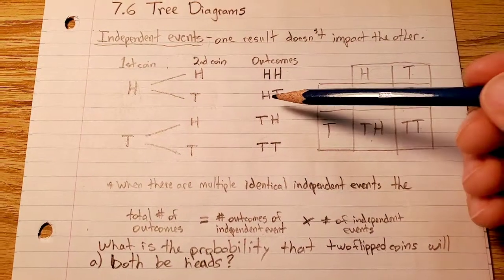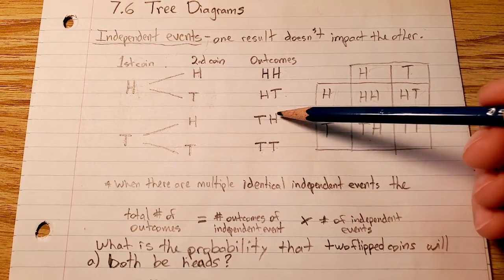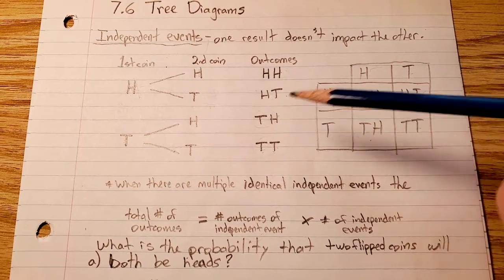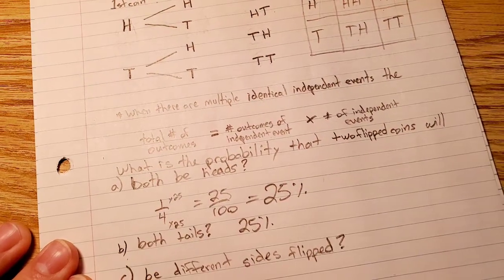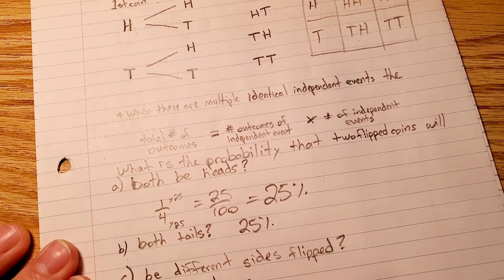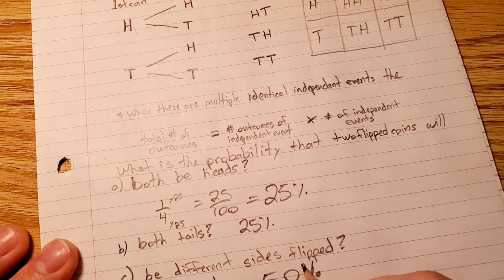Part C, what's the probability that 2 flipped coins will land on different sides? So looking here, they're going to flip different sides. Heads heads are the same, tails tails are the same, whereas tails heads or heads tails are different. So there's 1 outcome here and 1 outcome here, which is 1 plus 1 is 2 outcomes out of the 4, which 2 over 4 is 1/2, which we know is equal to 50%. So it's 50% likely that they'd be different.